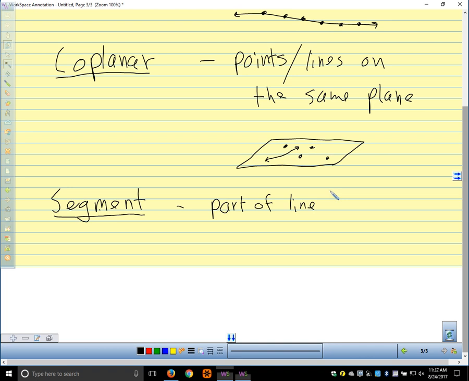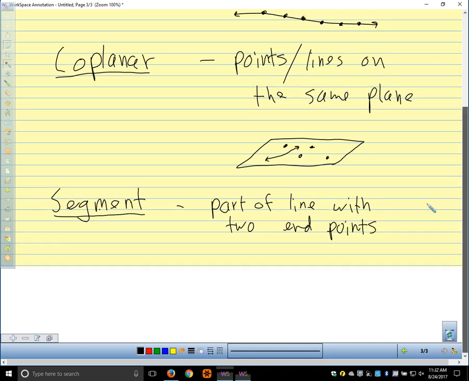Mm-hmm. It has this point of line with two endpoints. Two endpoints. Nice. So if we drew a picture, we have our endpoints A and B. So a segment is a piece of a line. We chop the ends off so it doesn't go forever anymore, and we get a piece of a line. So these are our endpoints, A and B, pretty clear.